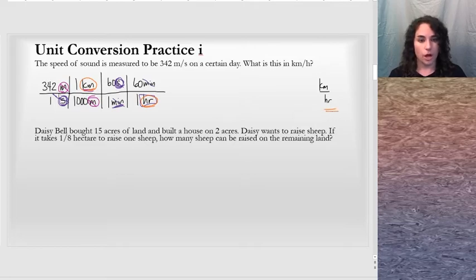So in order to convert this, I take 342, multiply by 60, multiply by 60 again, and divide by 1,000. I've already determined that it's kilometers per hour, so I'm not going to worry too much about putting units in that step. And when you calculate this, it turns out to be, it's sound. It can go pretty far in 1 hour, right? How many kilometers would it go in 1 hour? So this is the value. You can plug this through your calculator if you like.